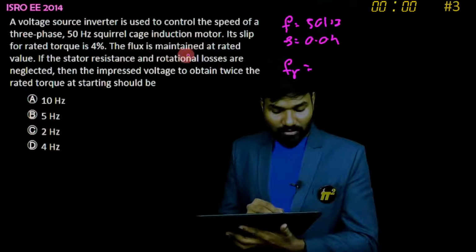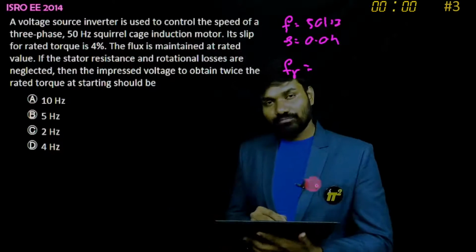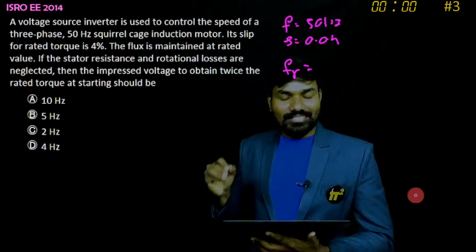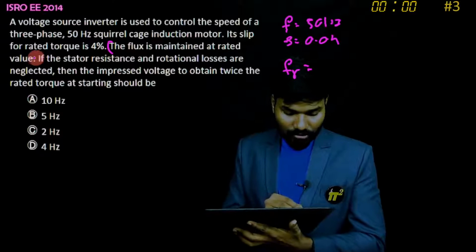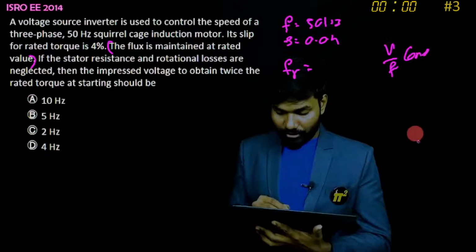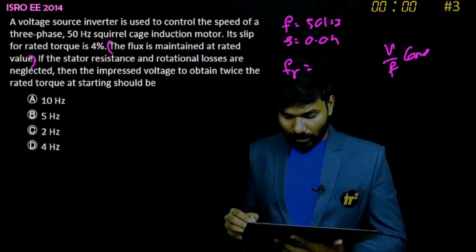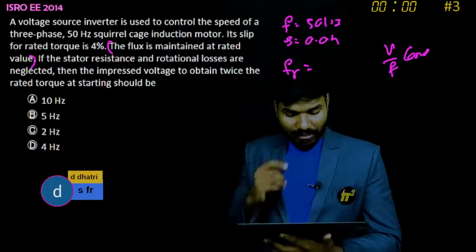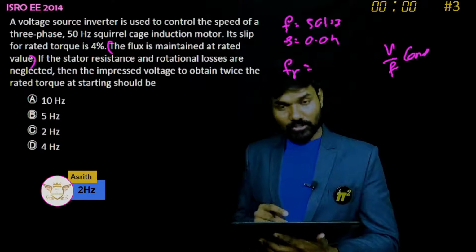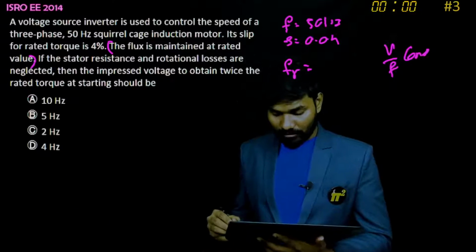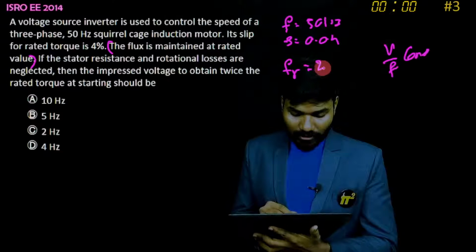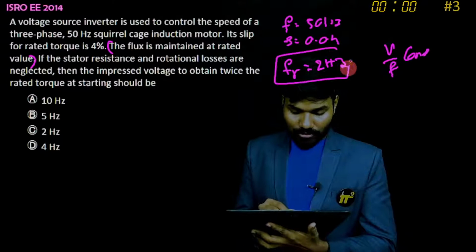It is said the flux is maintained at a rated value, and you're connecting an inverter, which means he's trying to say V by F is constant. Yes, Datri, you're absolutely right. Rotor frequency, yes Ashrit, you're absolutely right, is 2 Hertz. The formula is S into Fs, so you will get rotor frequency as 2 Hertz.